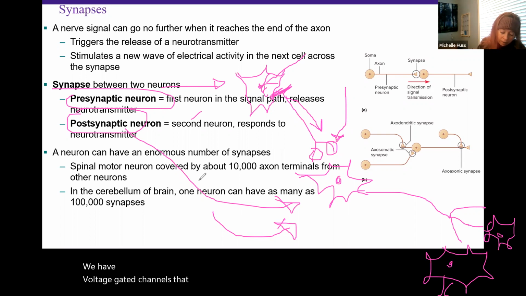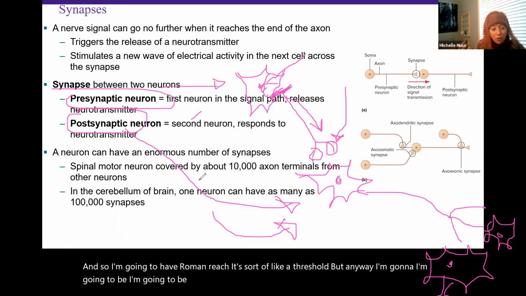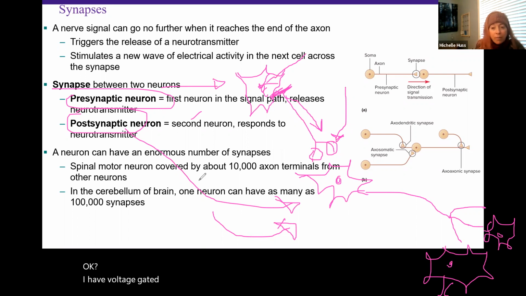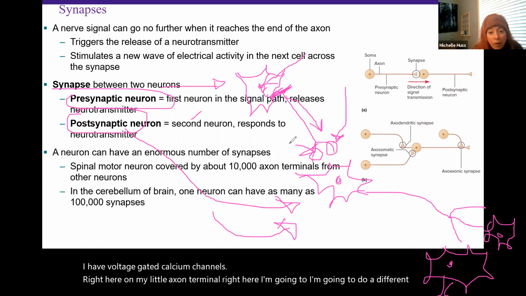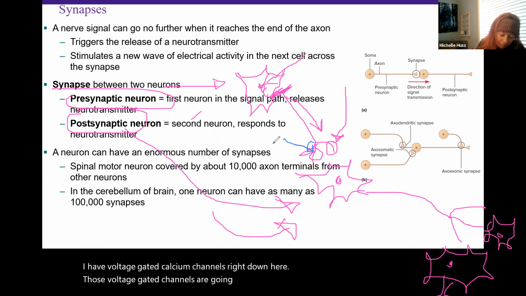That is number 3. Number 3 says depolarization. That means that the action potential is coming. It's sort of like a threshold, but anyway, I'm going to be depolarized. This action potential is coming, the voltage is different. I have voltage gated calcium channels right here on my little axon terminal. I'm going to do a different arrow in blue. I have voltage gated calcium channels right down here. Those voltage gated channels are going to allow calcium to move.